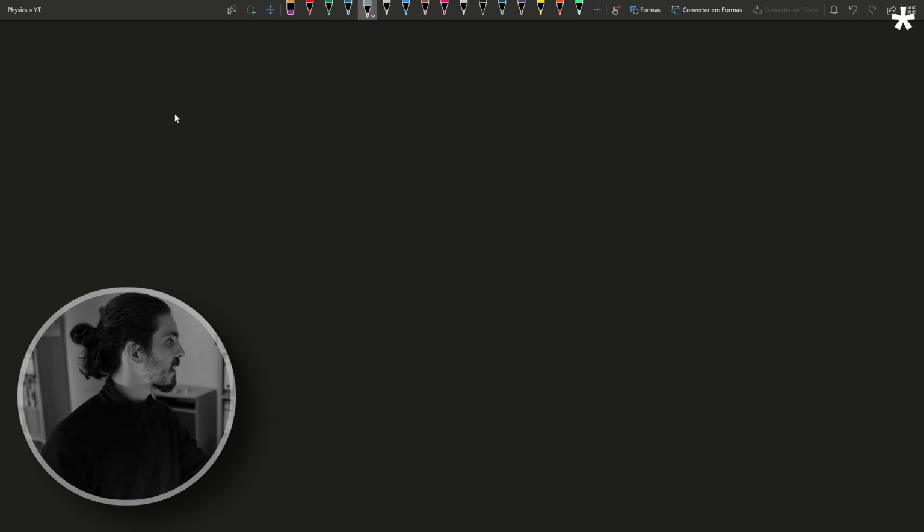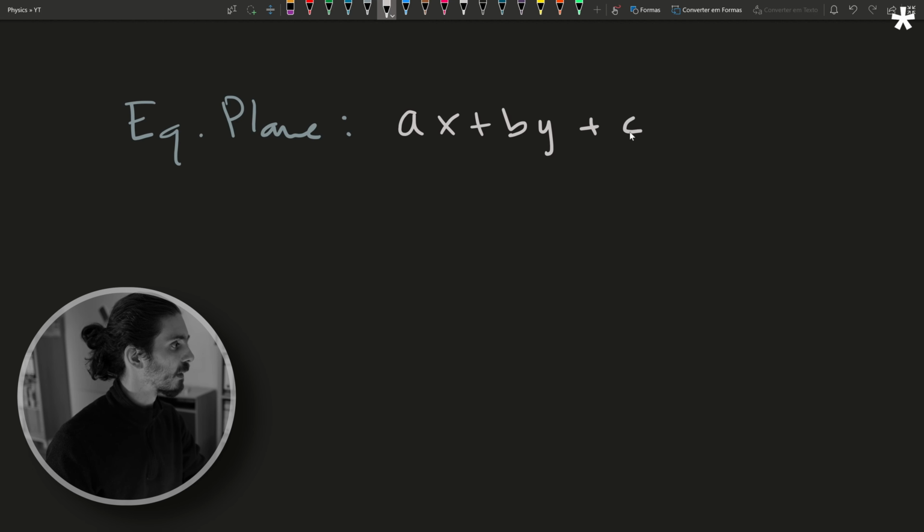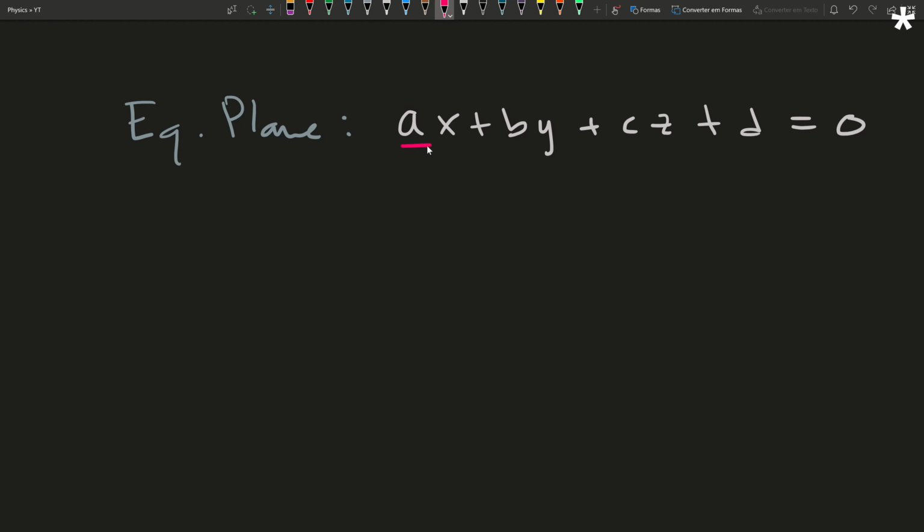So let's see. The first step of the easy difficulty, we start by writing the equation of the plane. The general equation of the plane is given by ax + by + cz + d = 0. If you supply me with the constants a, b, c, and d, that determines a plane in three-dimensional space.